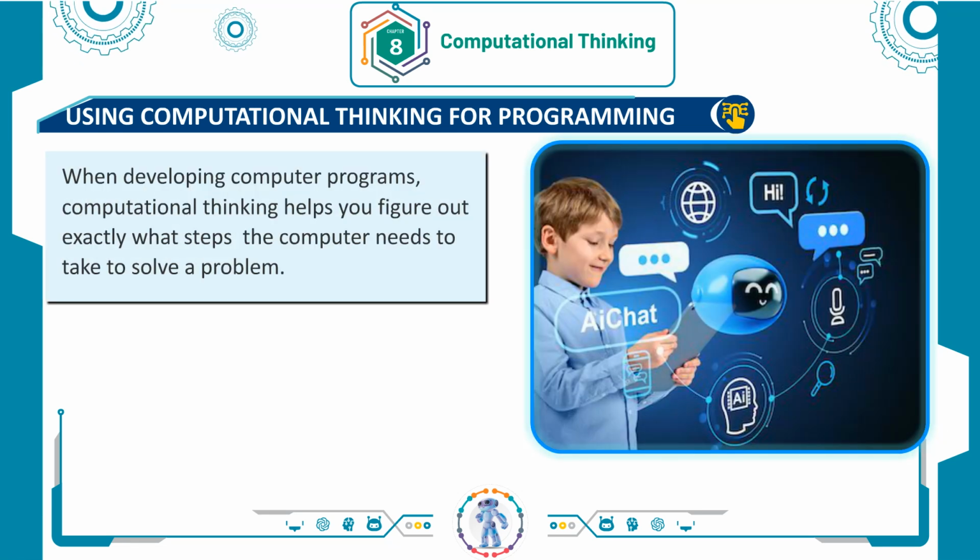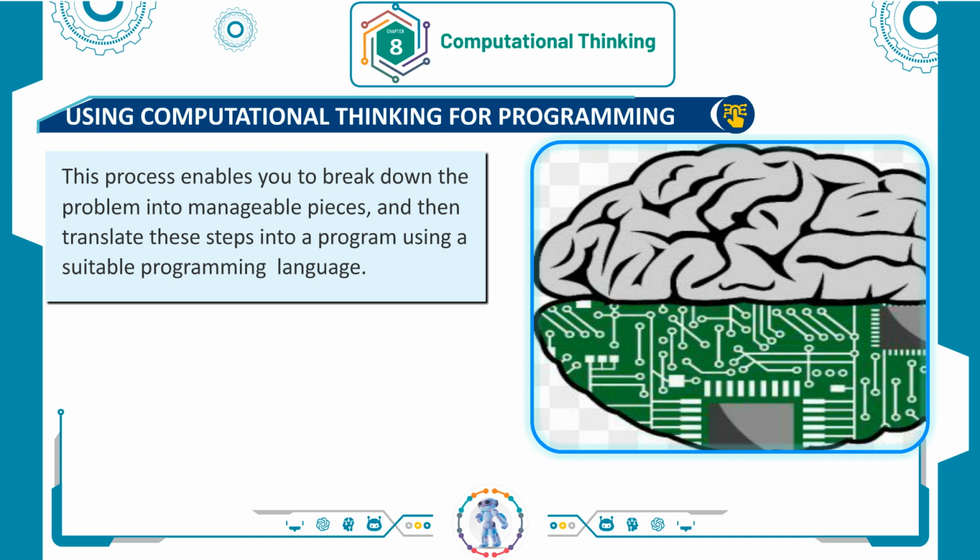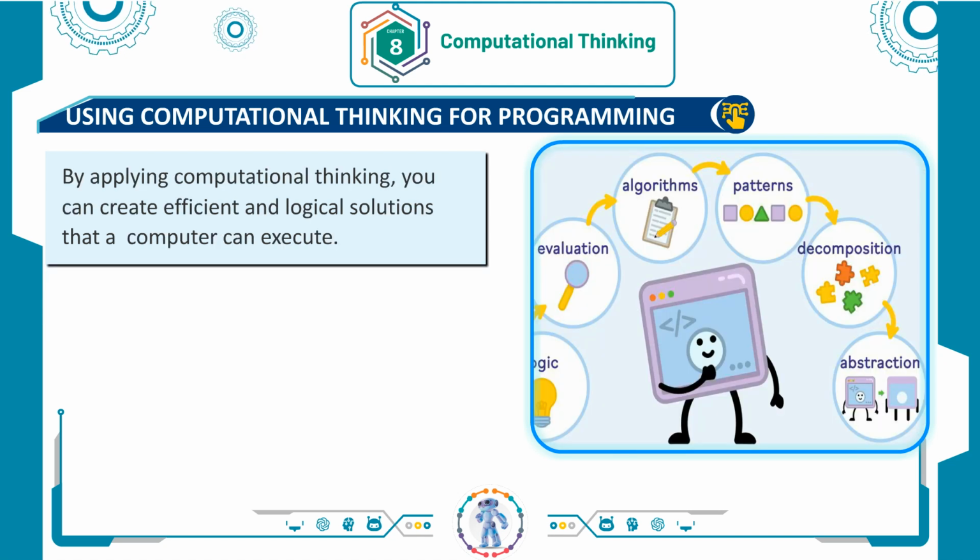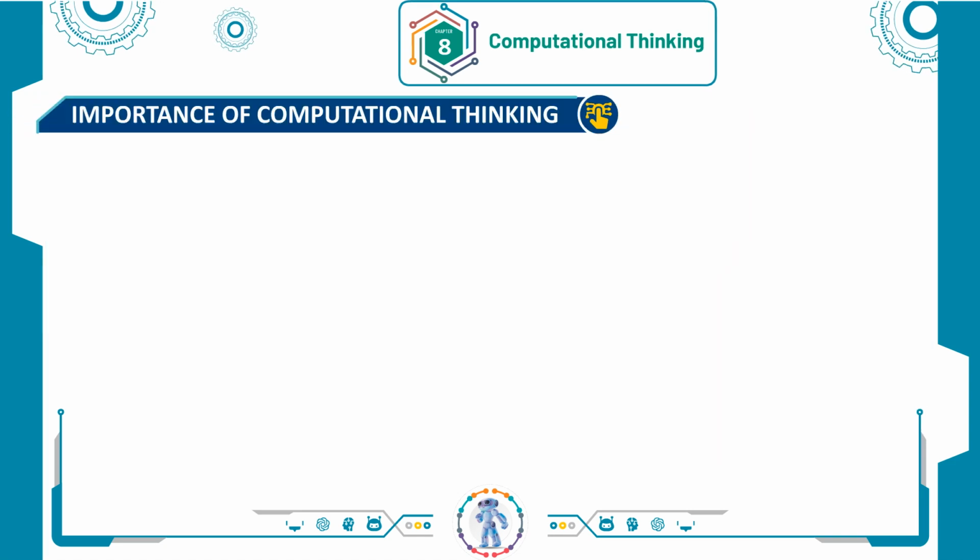Using computational thinking for programming. When developing computer programs, computational thinking helps you figure out exactly what steps the computer needs to take to solve a problem. This process enables you to break down the problem into manageable pieces and then translate these steps into a program using a suitable programming language. By applying computational thinking, you can create efficient and logical solutions that a computer can execute.